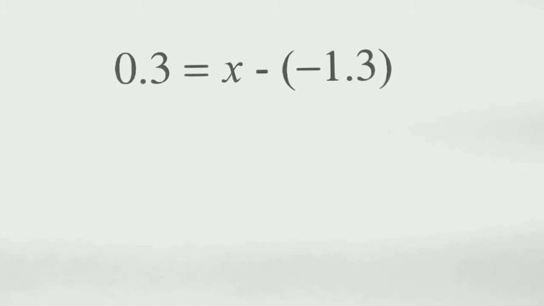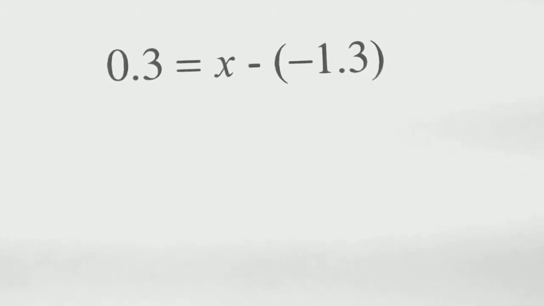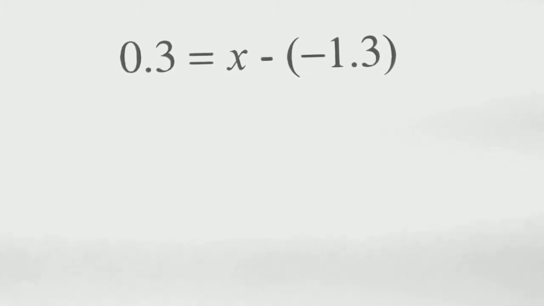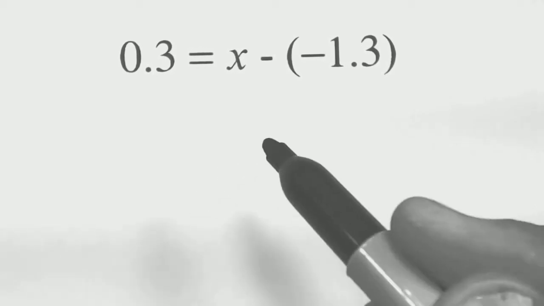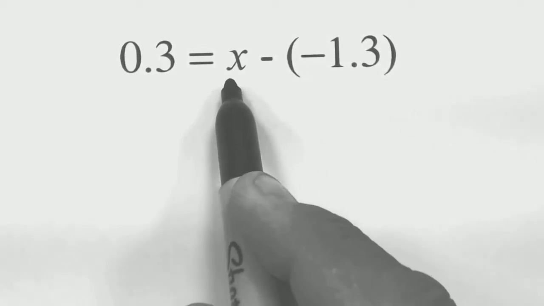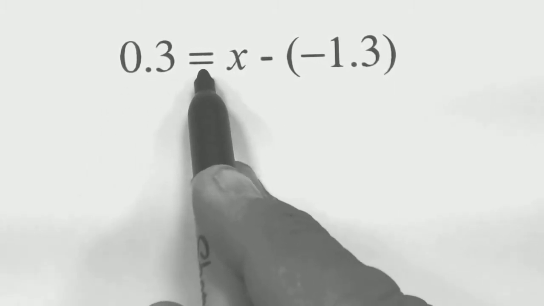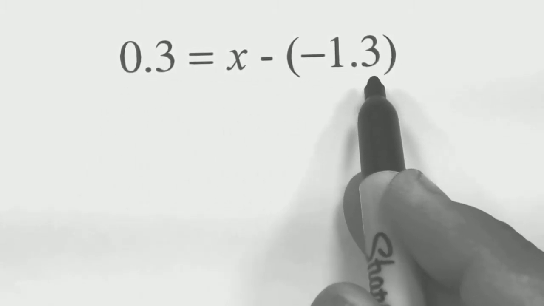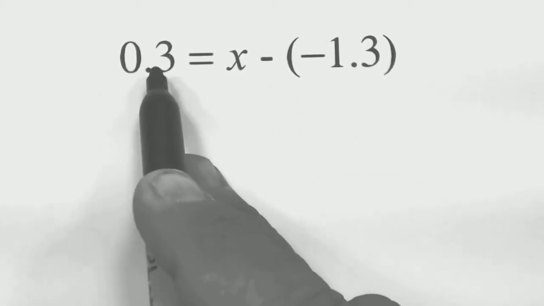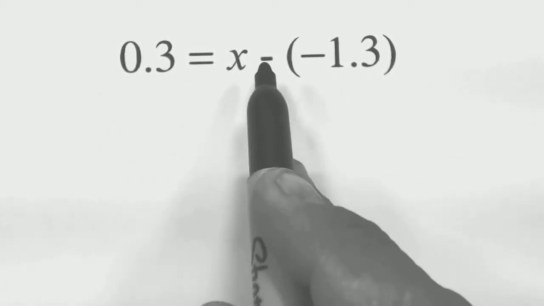Well, of course, there are going to be some cases where we're going to have to do a little bit of cleaning up as we solve these things, and we'll be showing you some more tricks as we go along here. The first thing here, notice I've got 0.3 on the left, the equal sign, and an x minus a negative 1.3. There are 2 sides here, so this is a balance scale.